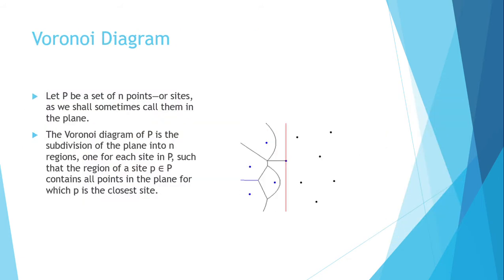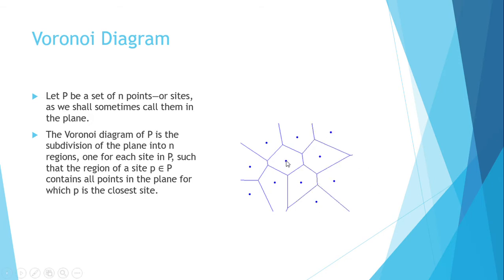Next is Voronoi diagrams. Let P be a set of points. A Voronoi diagram is the subdivision of the plane into n regions. All the points in the plane are allocated to certain regions, such that the region of a site P contains all the points in the plane for which P is the closest site.